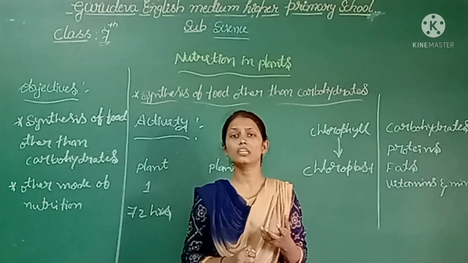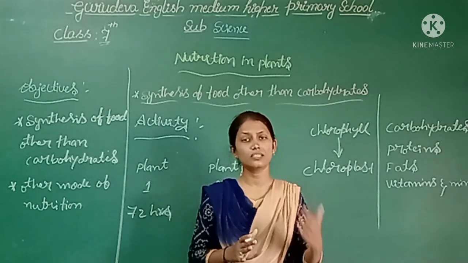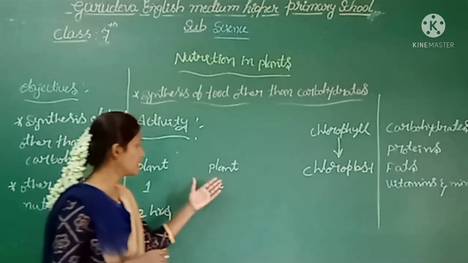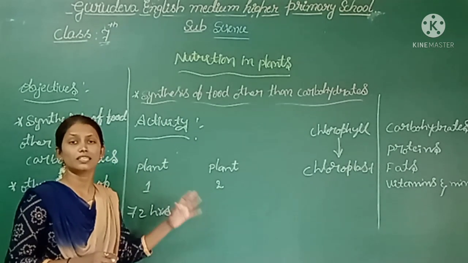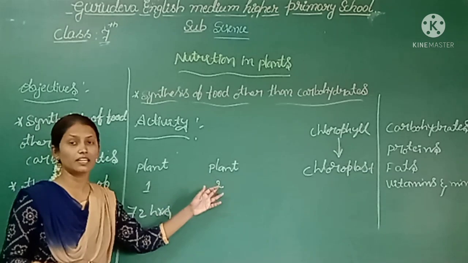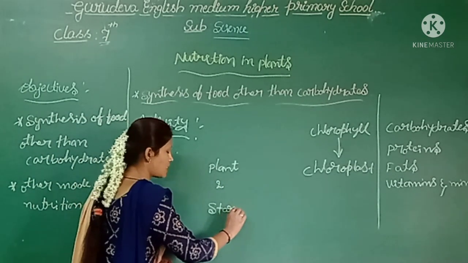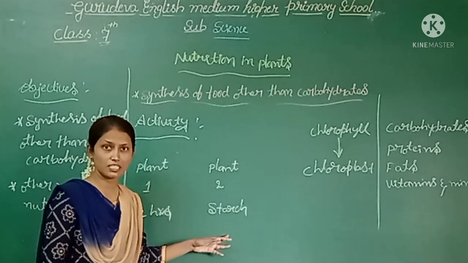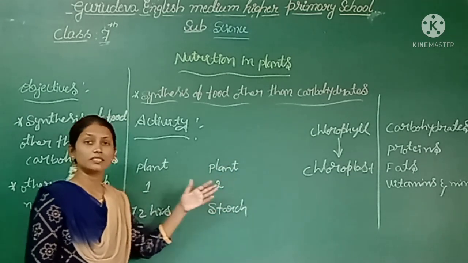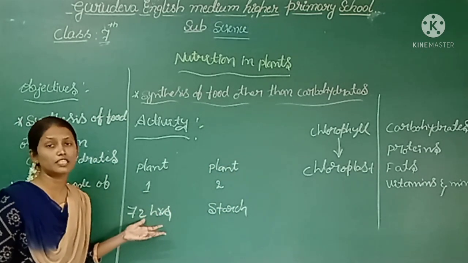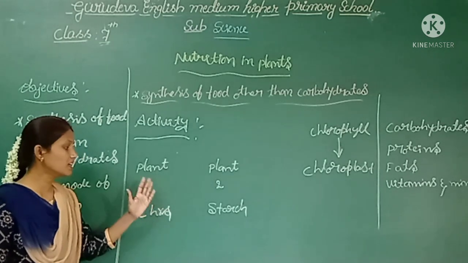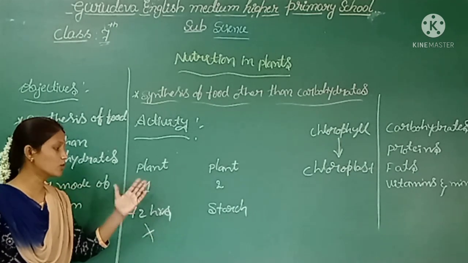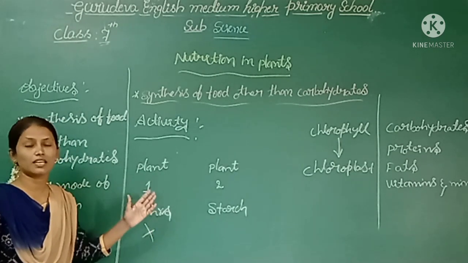When you test with the iodine solution, if the leaf turns blue-black in color, it indicates the presence of starch. When you take the two leaves from the two plants, the plant kept in the sunlight shows the presence of starch. The leaf turns blue-black, which indicates that starch is present in plant 2. In plant 1, the leaf does not turn blue-black. What does it indicate? It means starch is not produced, not formed. It indicates that photosynthesis does not take place in plant 1.